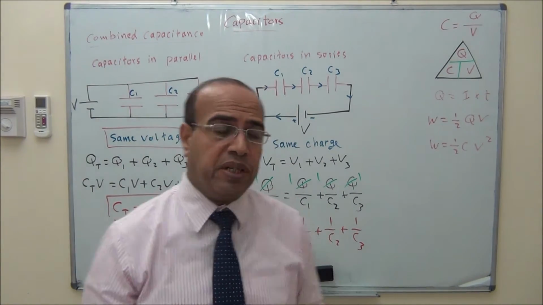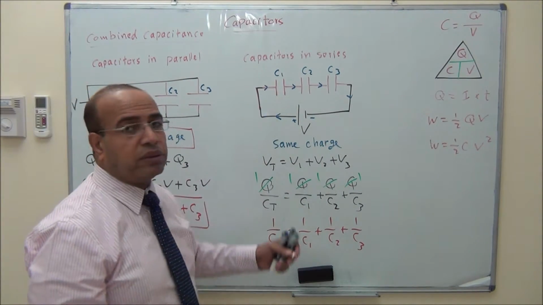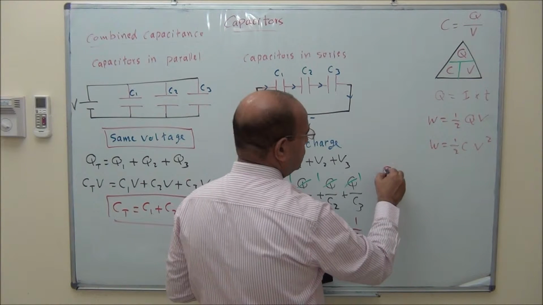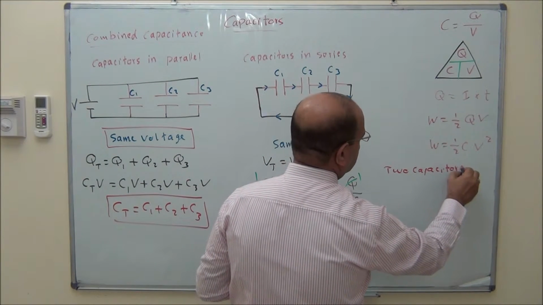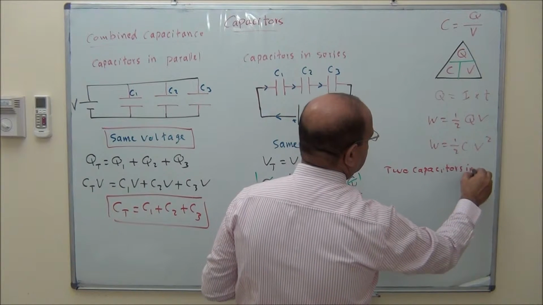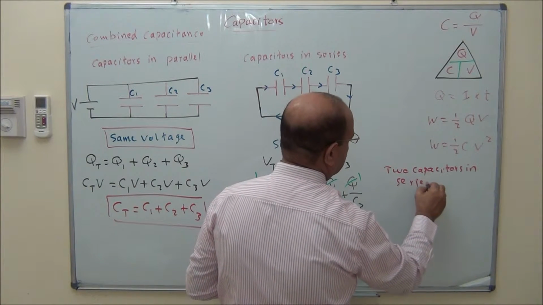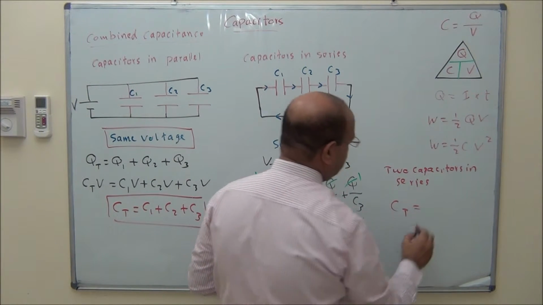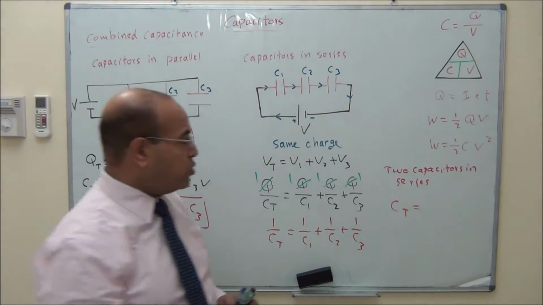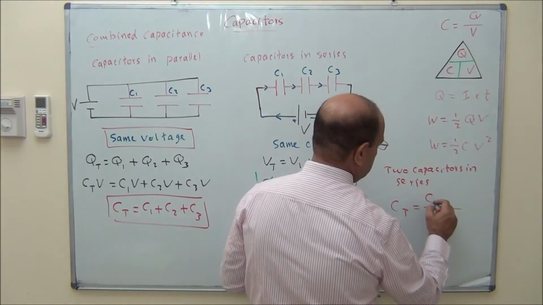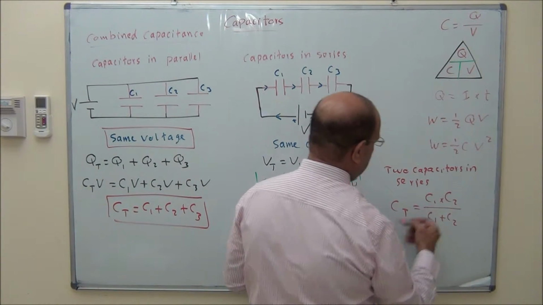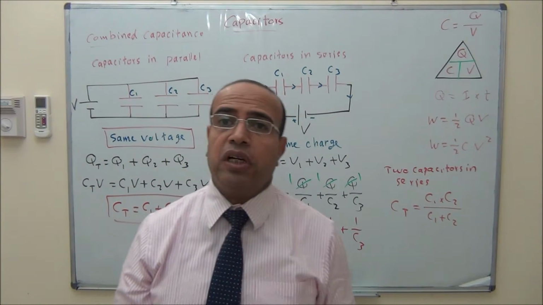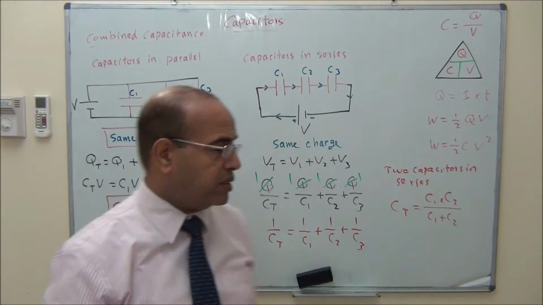We can take a special case. If we have two capacitors in series, we can say C total equals C1 times C2 over C1 plus C2. This is a special case if we have just two capacitors in series.